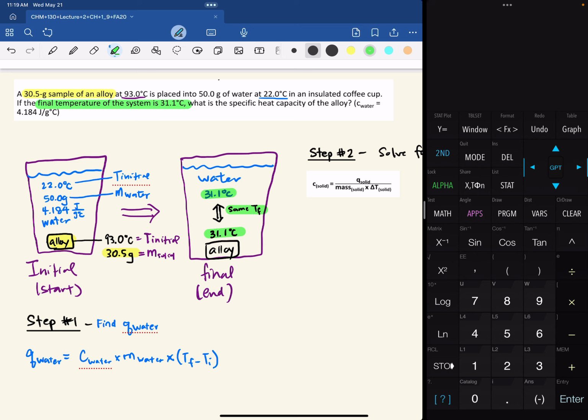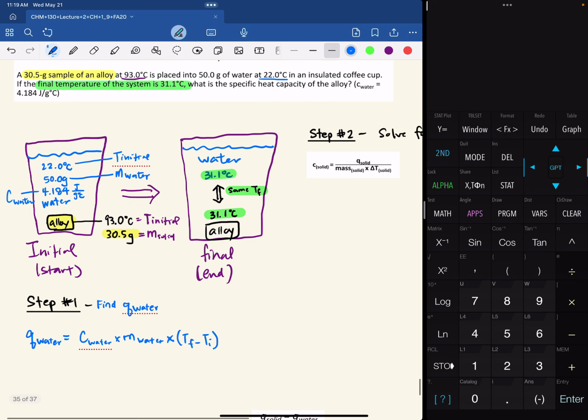All right, now that we have labeled some of these things, one last thing: it does tell you in parentheses that the specific heat of water is 4.184 joules per gram degree Celsius. So I've also written that here. This is obviously the specific heat for the water. So the first thing you should do is look at just the water.